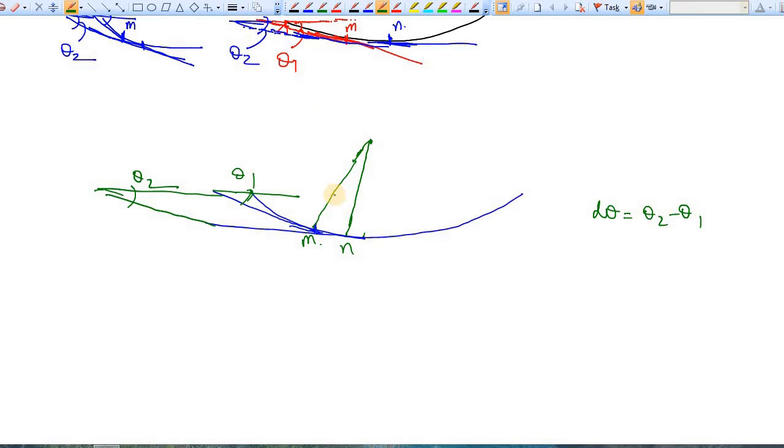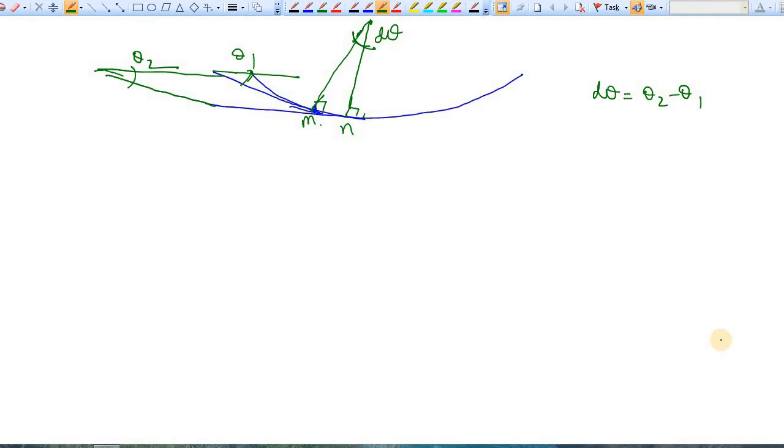Okay, and if we draw perpendicular, this is 90 degree, this is also 90 degree, so this angle becomes your d theta, or the difference between these two angles. How? Well, in the case of bending moment lesson I have already discussed. Again let's say this is theta 2, and this is your theta 1.